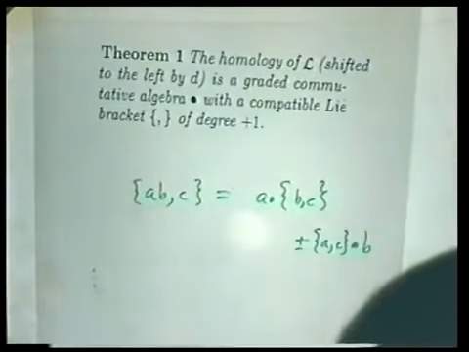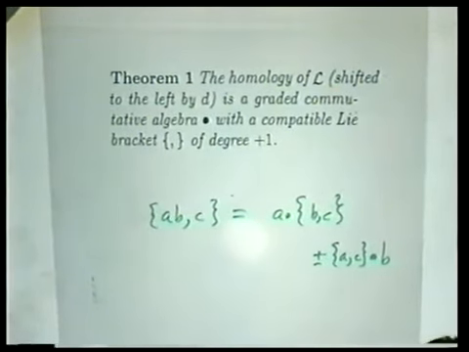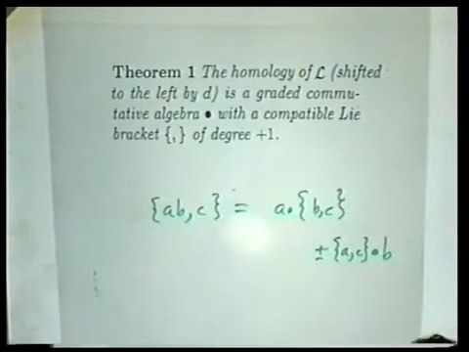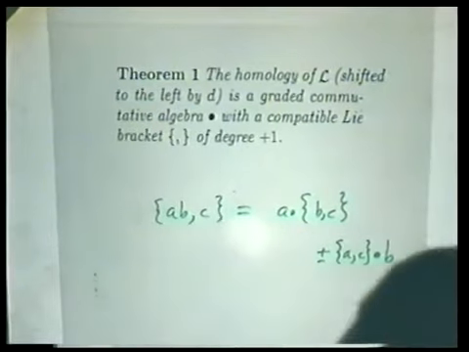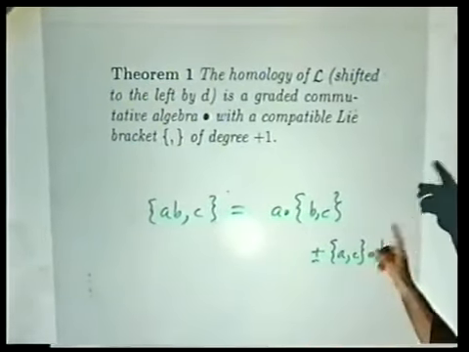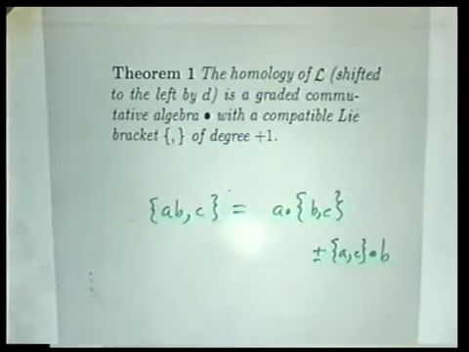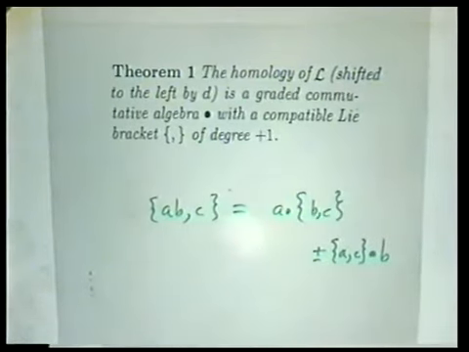So here's theorem 1. So now I'm doing this shift. Let's take the homology of the free loop space, L, of a manifold, M^D, shifted to the left by D, so that what was in degree D is now in degree 0. I never know how to write that with this notation. So this is a graded commutative associative algebra with a compatible Lie bracket. This bracket satisfies the Jacobi identity and is compatible with the multiplication in that the Leibniz rule is true.